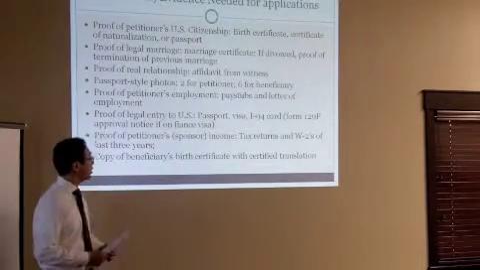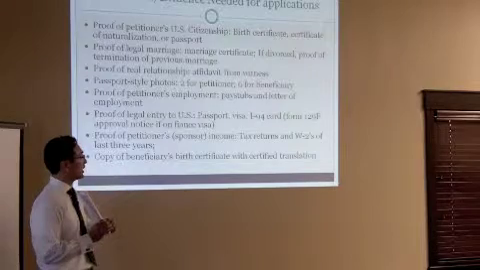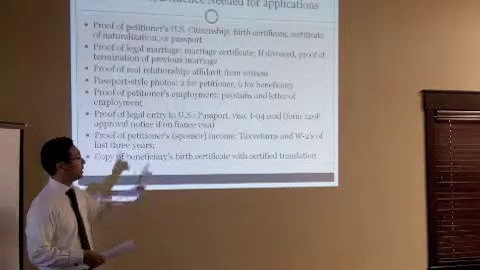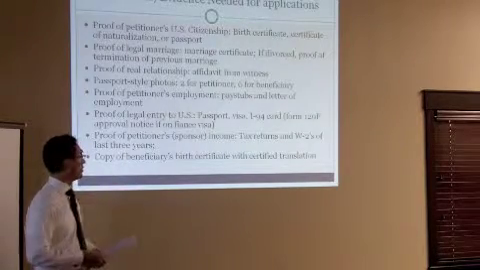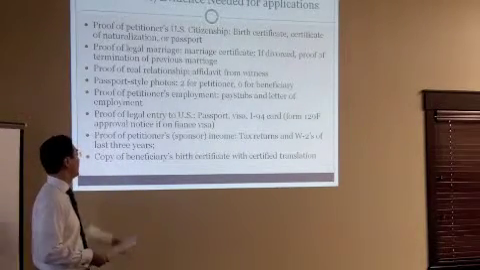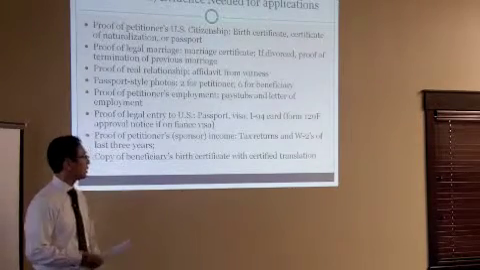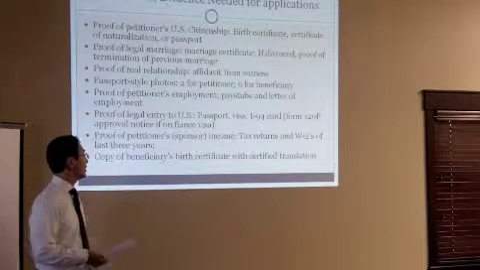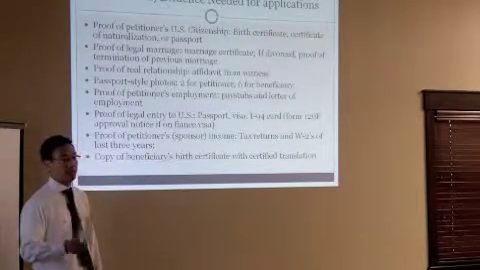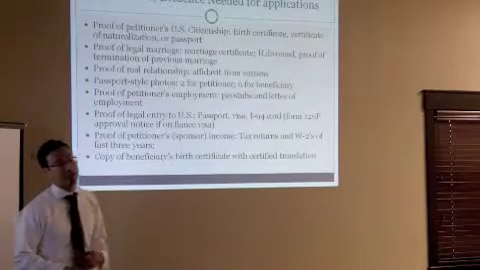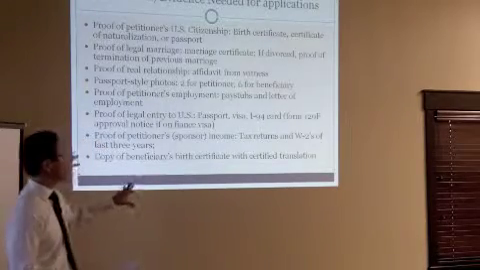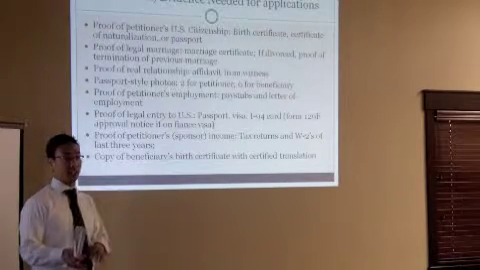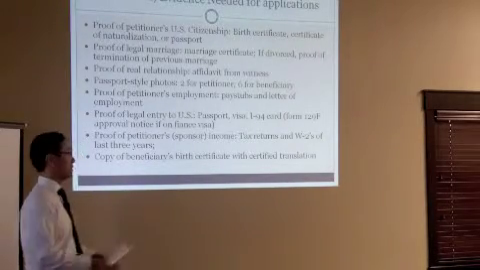Let's see, proof of petitioner's income. We were talking about earlier about the whole poverty guidelines thing. You have to prove how much you make by tax returns and W-2s of the last 3 years. And then copy of the beneficiary's birth certificate with a certified translation. So many times, if you're from another country, your birth certificate is going to be in another language, obviously, so get that translated. If it has both languages, English and your native language, then you can kind of leave it at that.